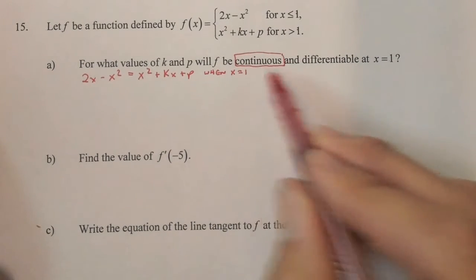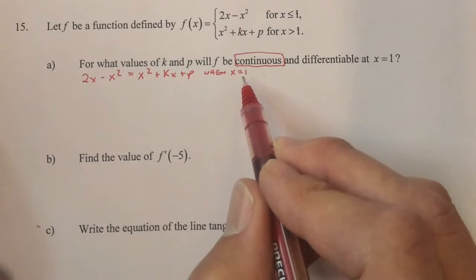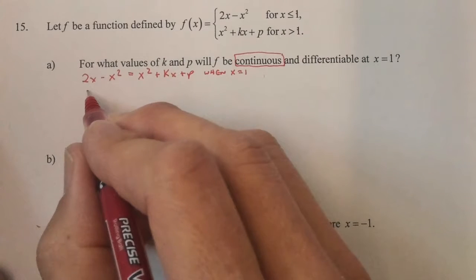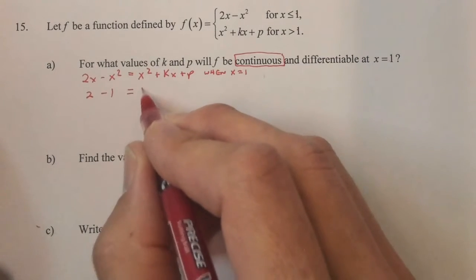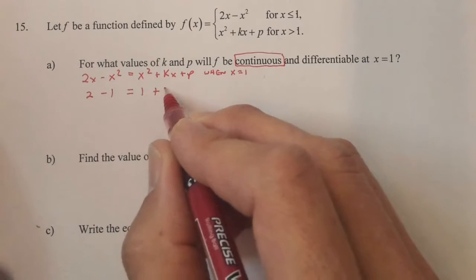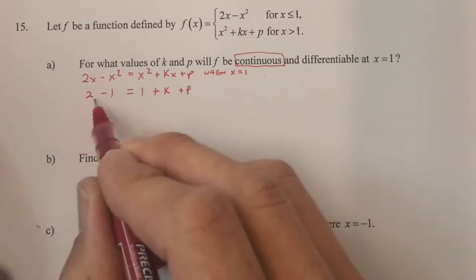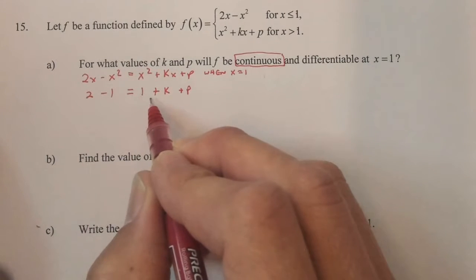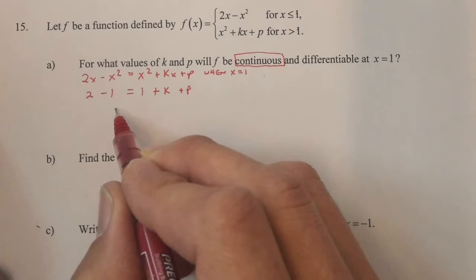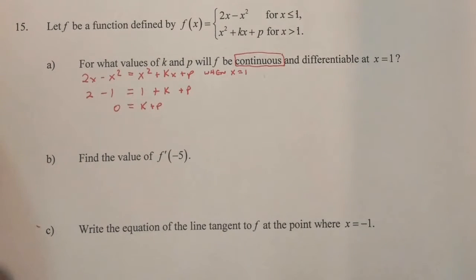In order for f to be continuous at x equals 1, these two have to be the same when x is 1. So let's plug 1 in for x. 2 times 1 is 2. 1 squared is 1. 1 squared is 1. K times 1 is k. And then we have our p. 2 minus 1 is 1. And if we subtract 1 from both the right side and the left side, we end up with the fact that k plus p is equal to 0.